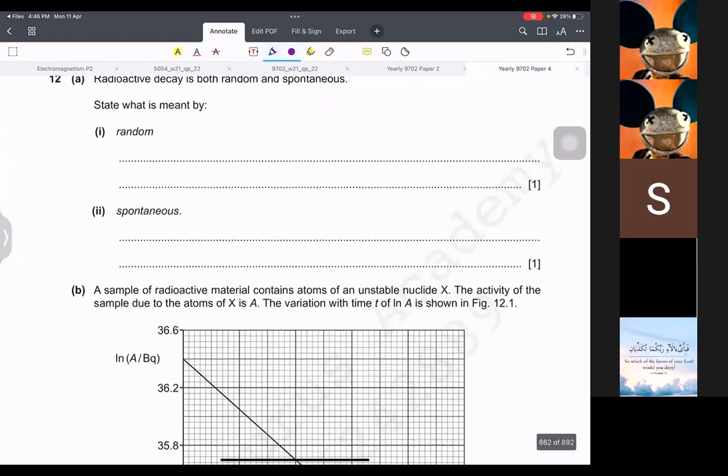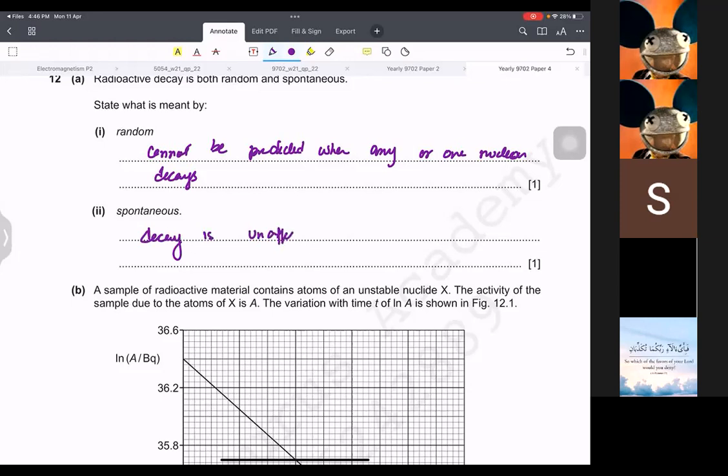After that, radioactive decay: what is random, what is spontaneous? I think we can do that. Random means it cannot be predicted when any one nucleus decays. Spontaneous means that decay is unaffected by external factors like pressure, temperature, etc.